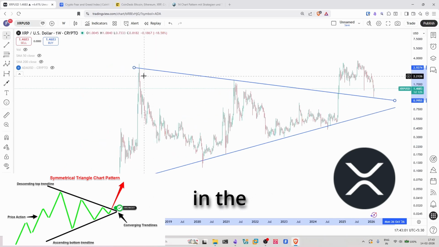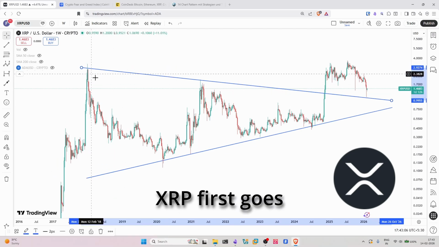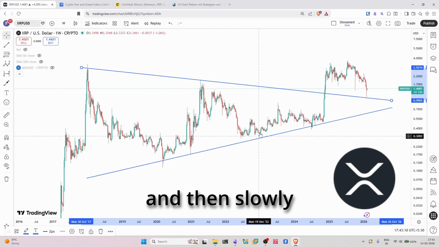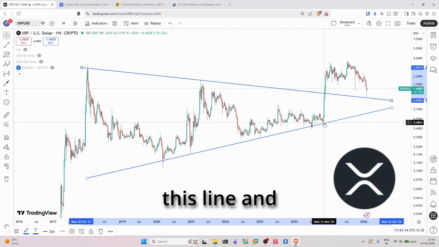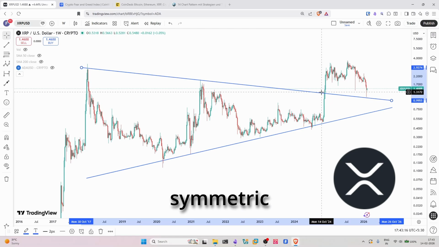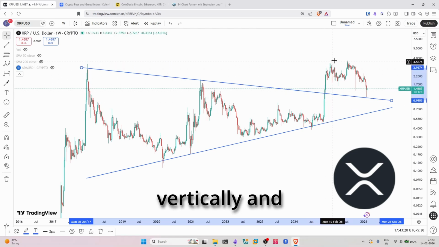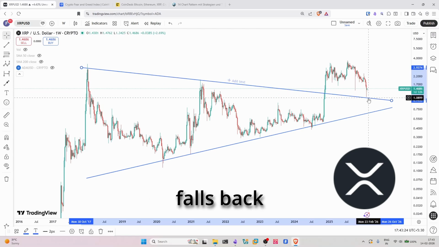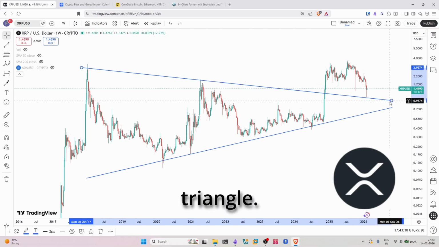As you can see, in this symmetric pattern, XRP first goes down, then up, and then slowly it forms a resistance on this line and takes a breakout of this symmetric triangle. But once it moves up, it moves vertically and then it reaches its top, and then it falls back again to the line to take support on this triangle.